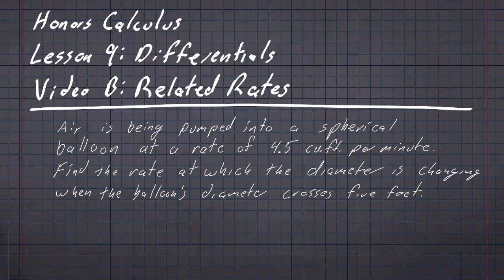Air is being pumped into a spherical balloon at a rate of 4.5 cubic feet per minute. And our question is, what is the rate at which the diameter of the balloon is increasing at the point when the diameter crosses 5 feet?